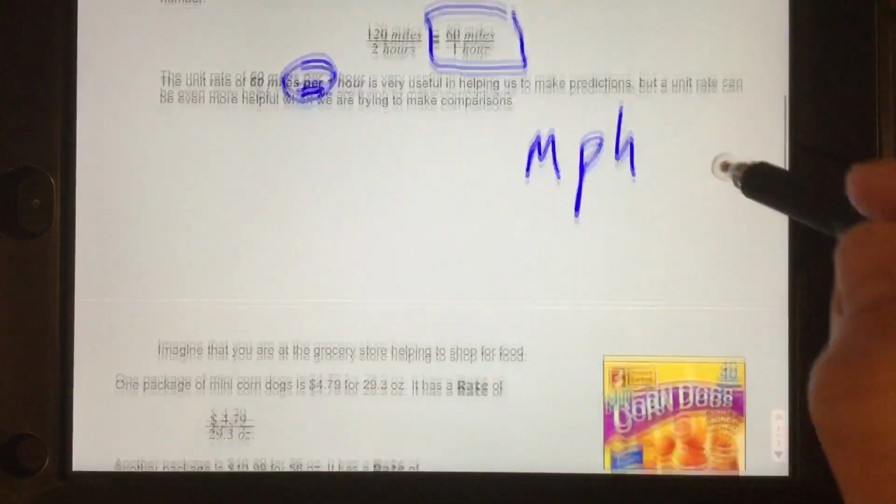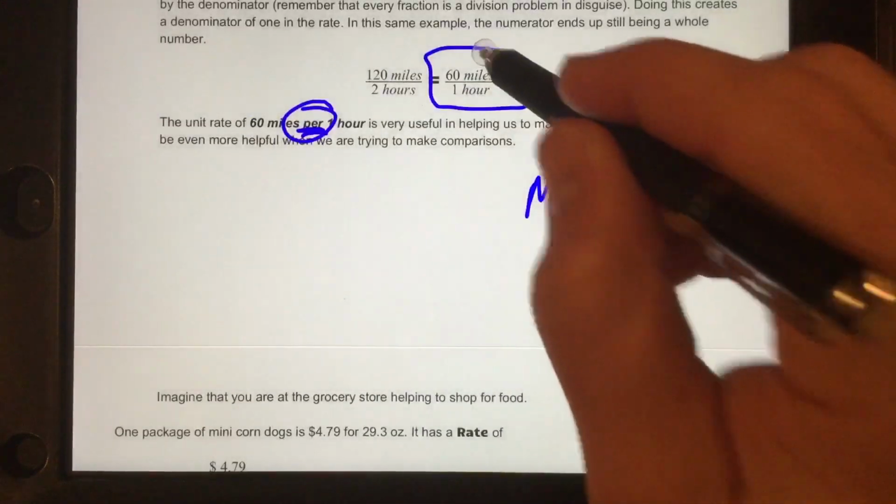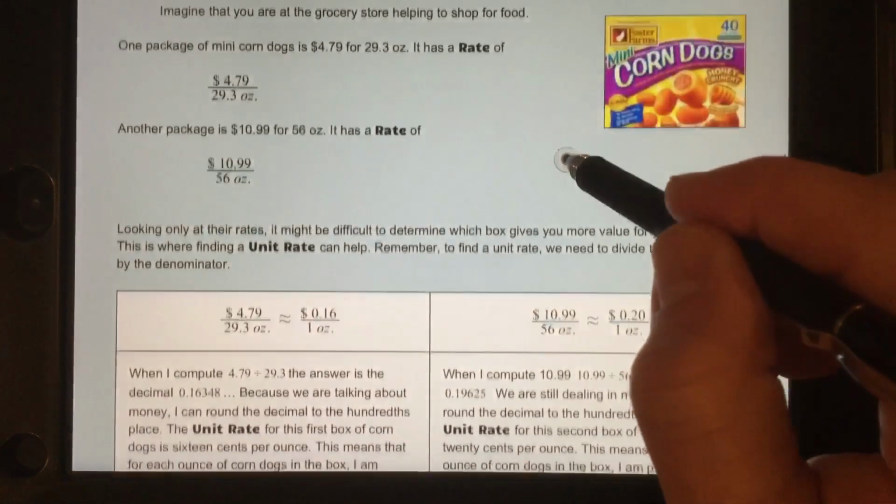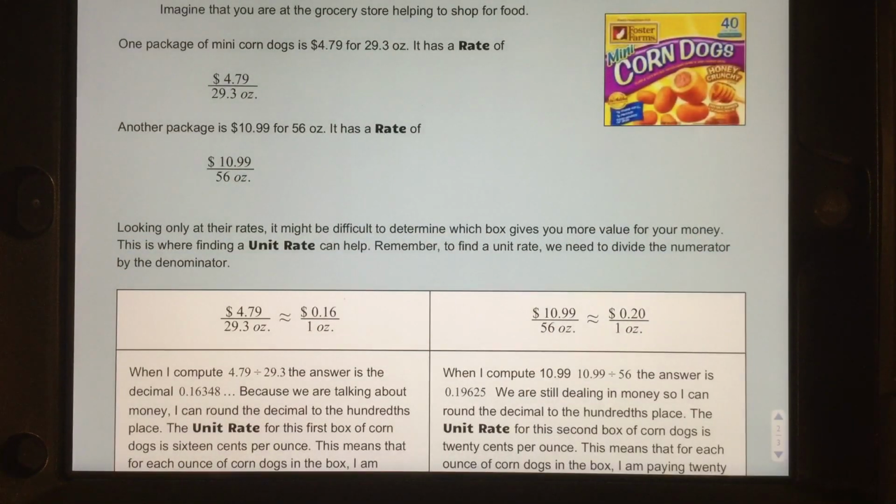but it doesn't always come out to be an exact whole number. That one was 60 miles per hour. Here's an example where we're making a comparison. Imagine you're at the grocery store helping shop for food. Who doesn't love some corn dogs, right? We got these mini corn dogs, and I looked these up yesterday on like Woodman's site. So these are real prices.